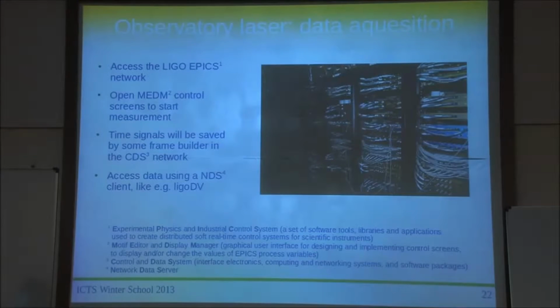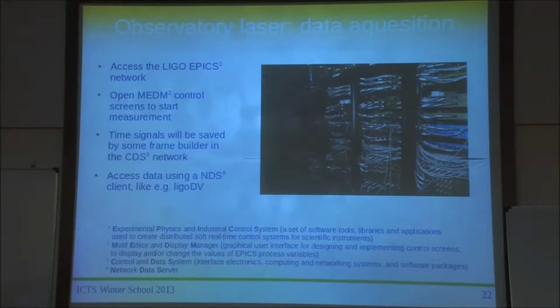But if you want to do a measurement and control something, then you probably set up all your parameters with these MEDM screens. And then the time signals are saved by some sort of frame builder in a CDS network. So that's the control room, or the room where this CDS is actually placed. And CDS stands for Control and Data System. So that's basically the interface which actually gives access to the data.